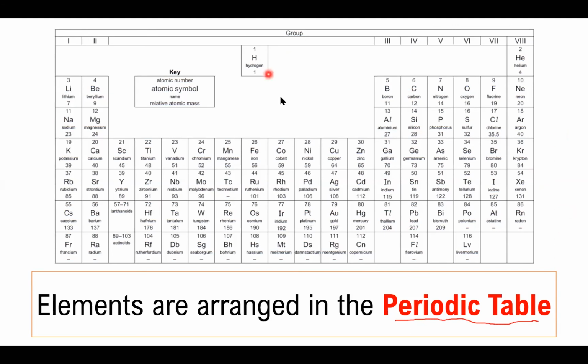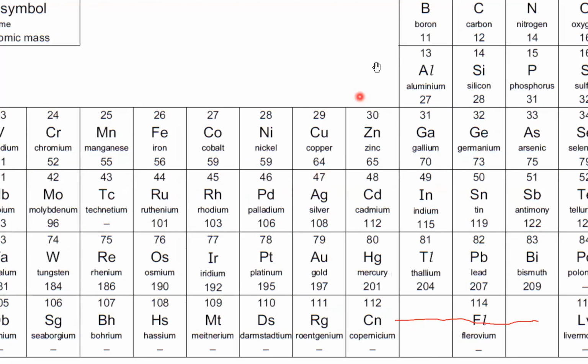As you can see, the elements have their own symbols. Let's say for copper, the symbol for copper is Cu, whereas for iron, iron is also an element, the symbol for iron is Fe. The symbol for aluminium is Al, and the symbol for carbon is just C. So each element has its own symbol.